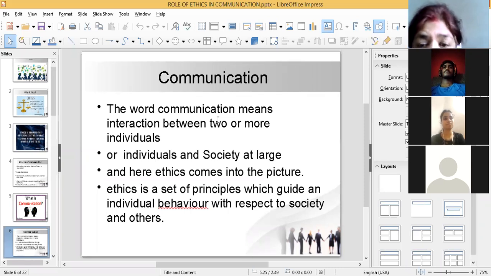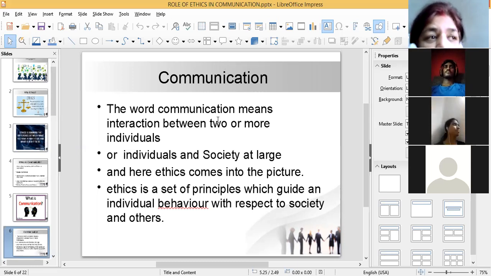And here ethics comes into the picture. So when you are interacting, when you are speaking with two or more individuals, you have to be very particular about what you are speaking, how you are speaking, what is your body language, what is your tone. Am I being offensive? How will I be understood? What will be the effect on others? This is where ethics comes in.